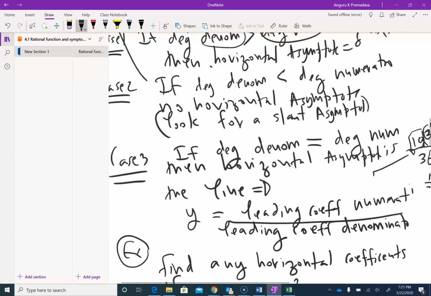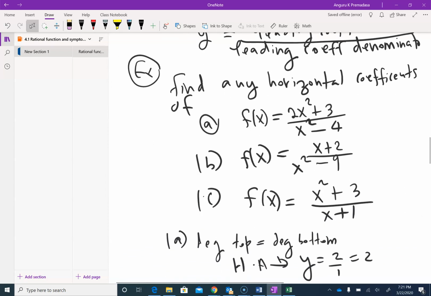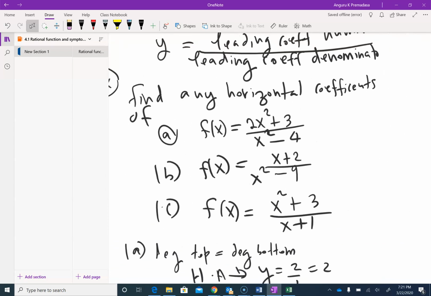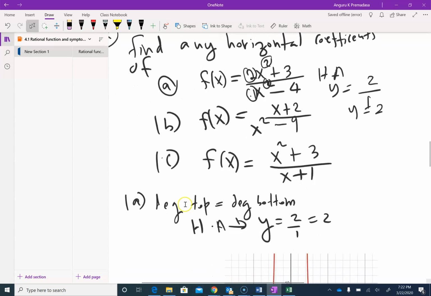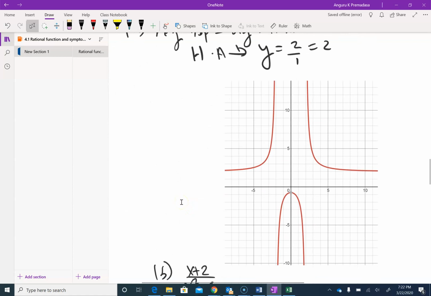And so let's look at some examples, right? So let's take a look at this one. Now here the degrees are the same, 2 and 2. So the horizontal asymptote will be what? The line y equals, you look at the coefficient on top, which is 2, and you look at the leading coefficient on bottom, which is 1, so you get 2 over 1. So y equals 2, okay? And you can kind of see that in the graph. If you look at this graph, y equals 2 is the horizontal asymptote, okay?